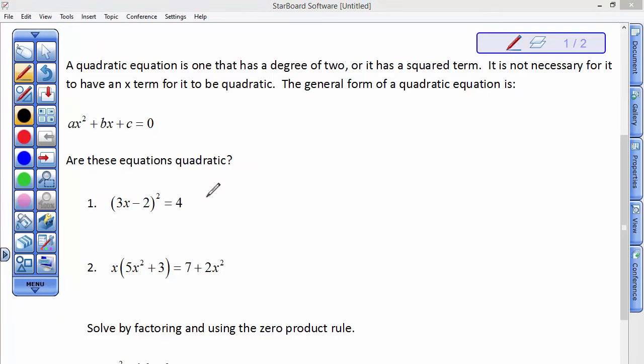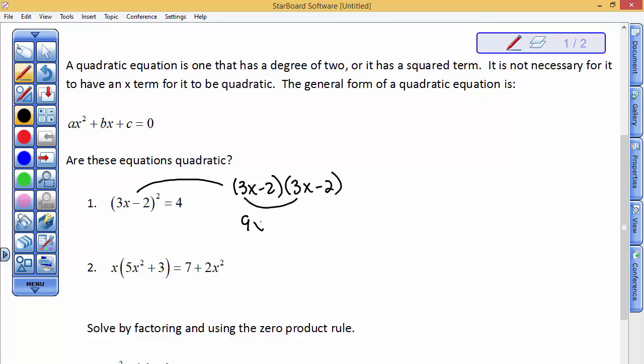Well, you know, maybe you can just look at this, but this 3x minus 2 squared means to FOIL 3x minus 2. So when you do, you get a 9x squared here. There's that squared term. And then here you get a minus 6x and another minus 6x, which combines to be a minus 12x. And a minus 2 times a minus 2 is a positive 4. And on the right side, we have equals 4.